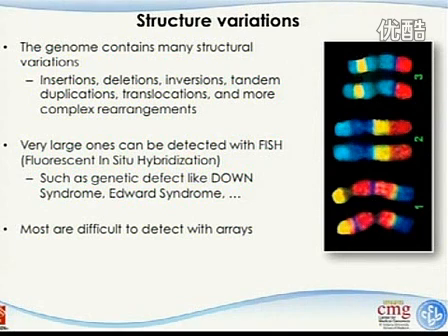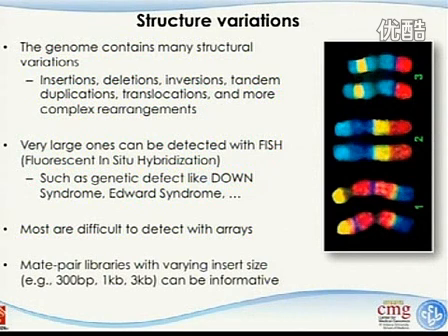But most of the variations we really don't know. We don't have a clue. And because of sequencing technology, this has become a really hot research topic that has been brought into a lot of disease mechanism identification. Most of these are really hard to detect by arrays. And mate pair libraries, we will talk about that a little bit, with different insert lengths can be informative. So what does that really mean?